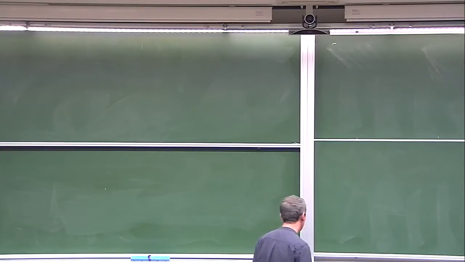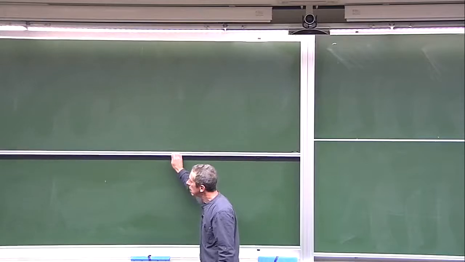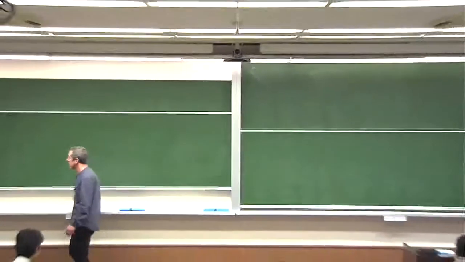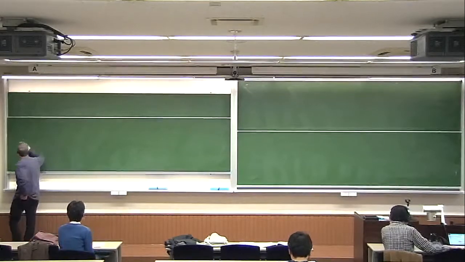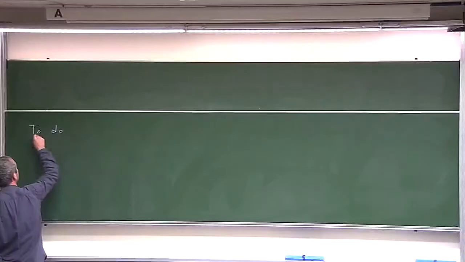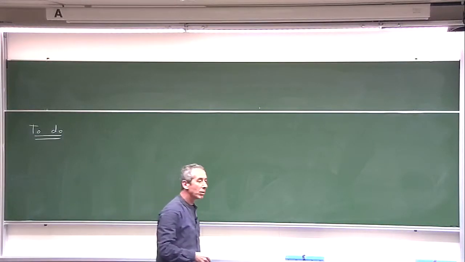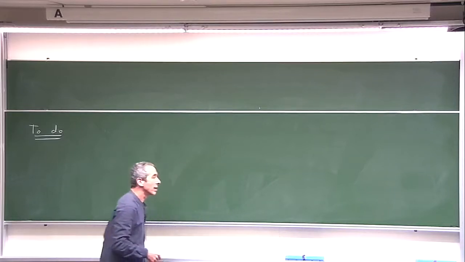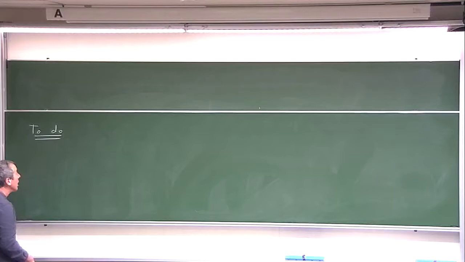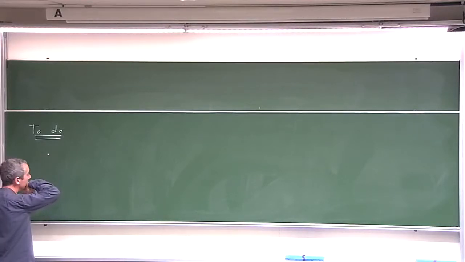Okay, so let's start. So, make a to-do list. So if we want to complete the program about steady states, fluctuation, dissipation, relations, etc. So there are a few things that are going to be done.